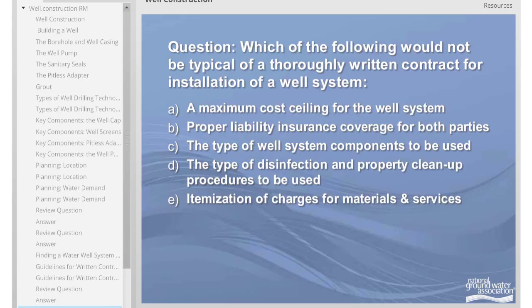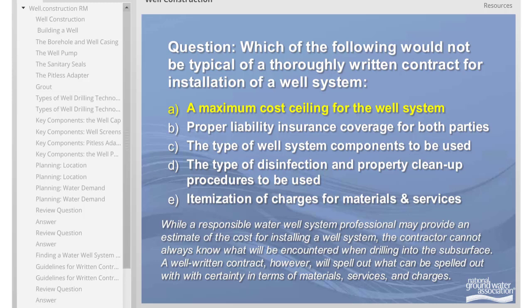Question: which of the following would not be typical of a thoroughly written contract for installation of a well system? A. A maximum cost ceiling for the well system. B. Proper liability insurance coverage to protect both parties. C. The type of well system components to be used. D. The type of disinfection and property cleanup procedures to be used. And E. Itemization of charges for materials and services.